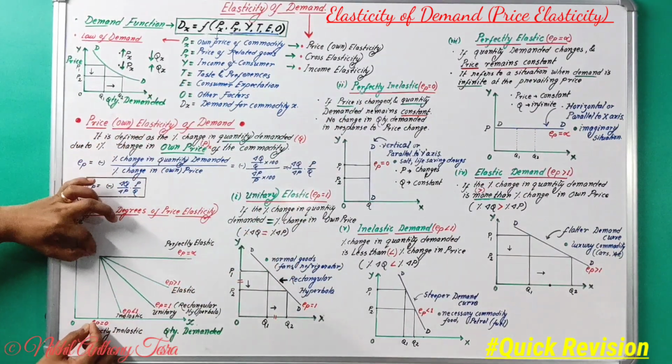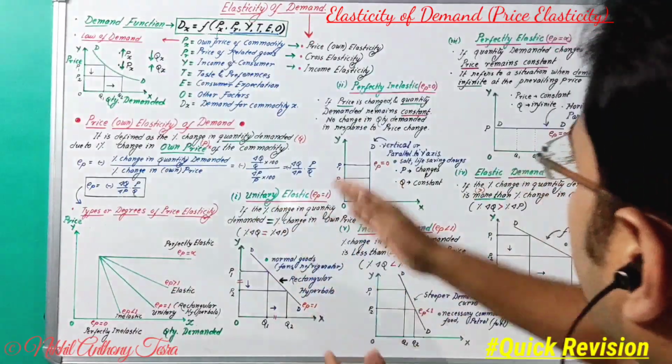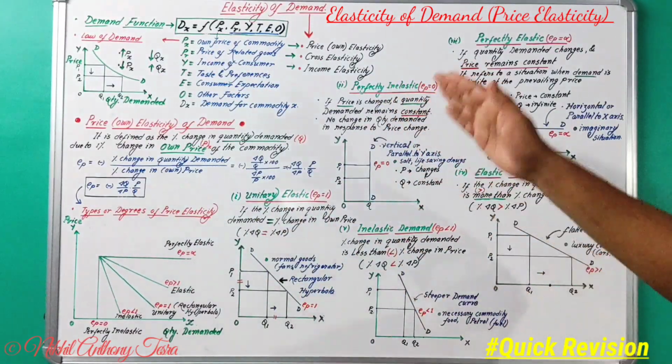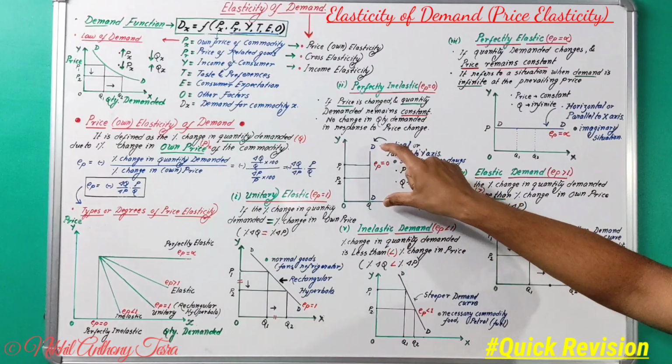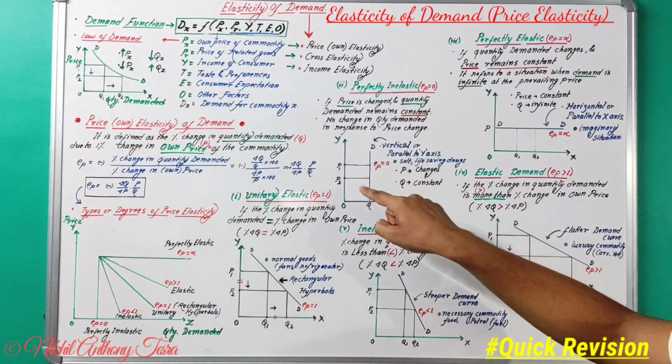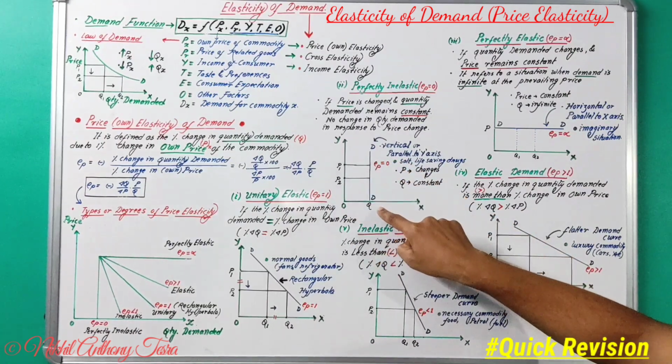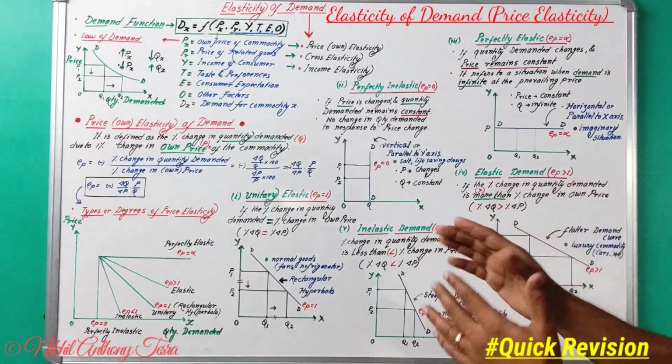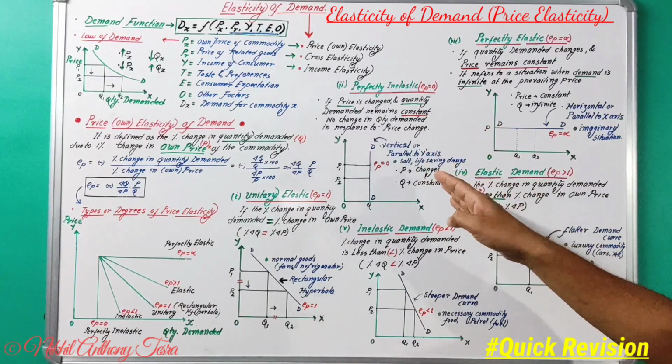Okay, friends. Now, let's start with perfectly inelastic EP equals to 0. So copy this one and pasting it across over here. Now, perfectly inelastic EP equals to 0. In this particular case, what is happening? DD demand curve is vertical or parallel to y-axis. Now, in this particular case, price changes but quantity remains constant. Examples are salt, life-saving drugs, etc.